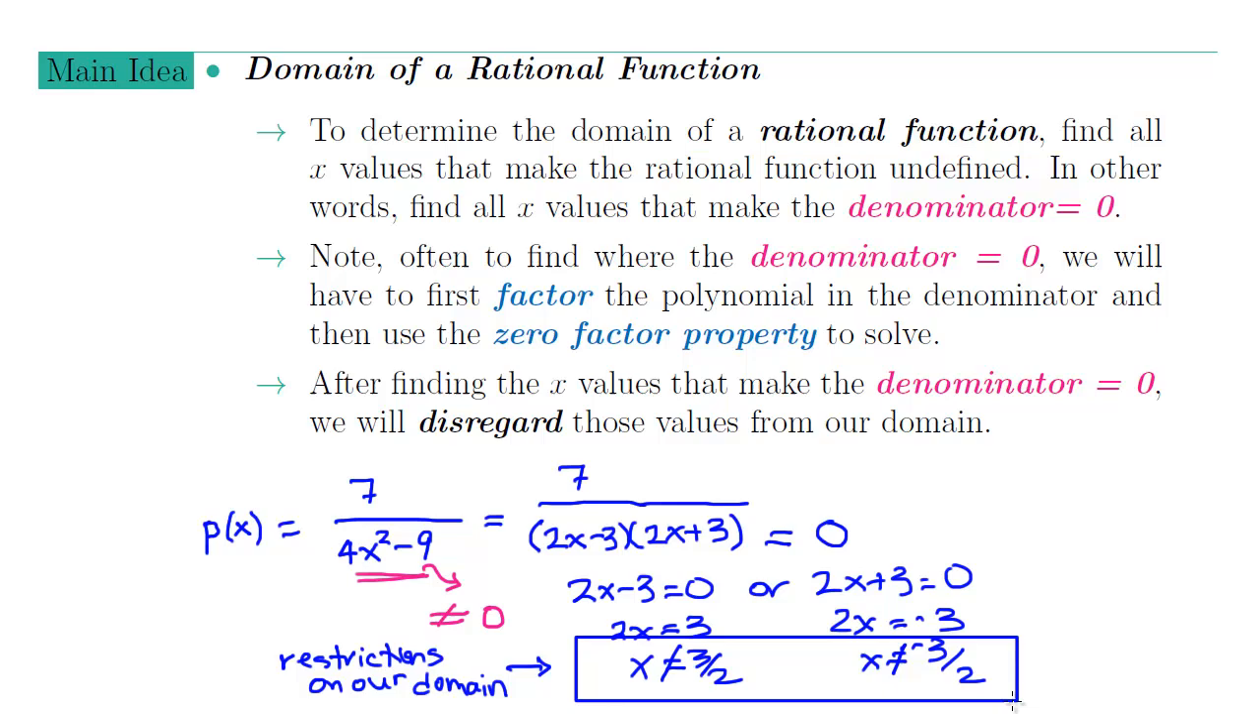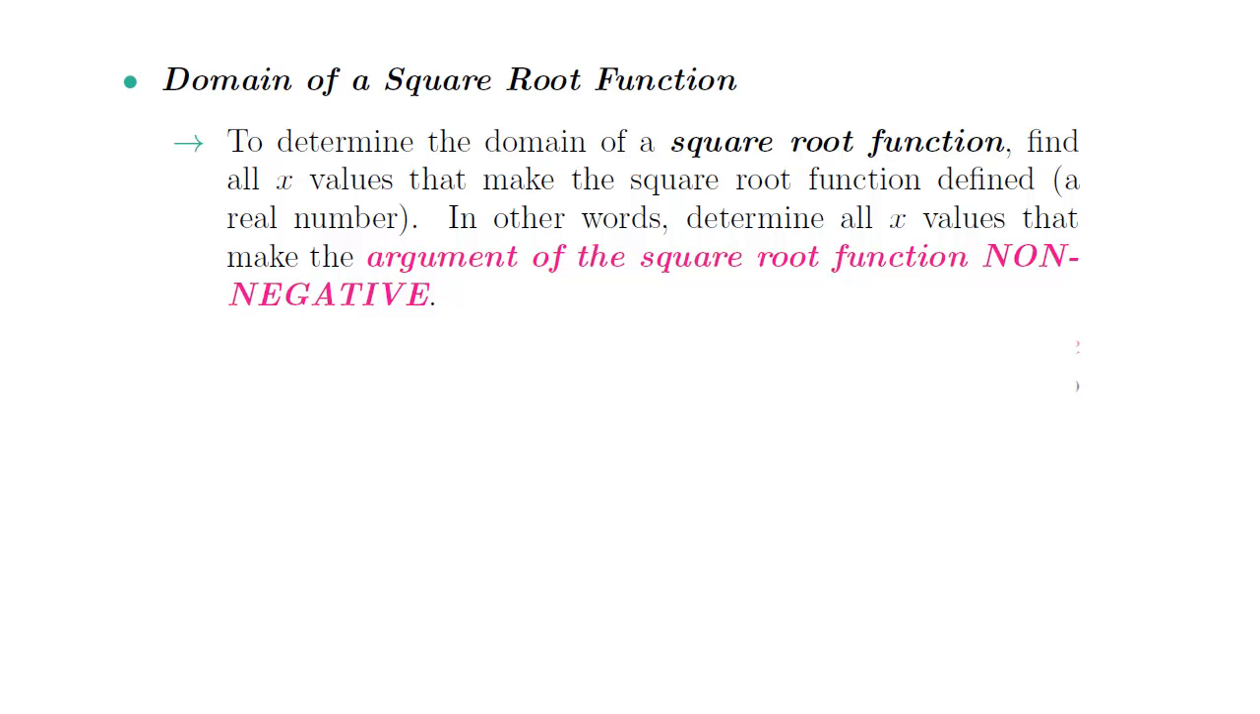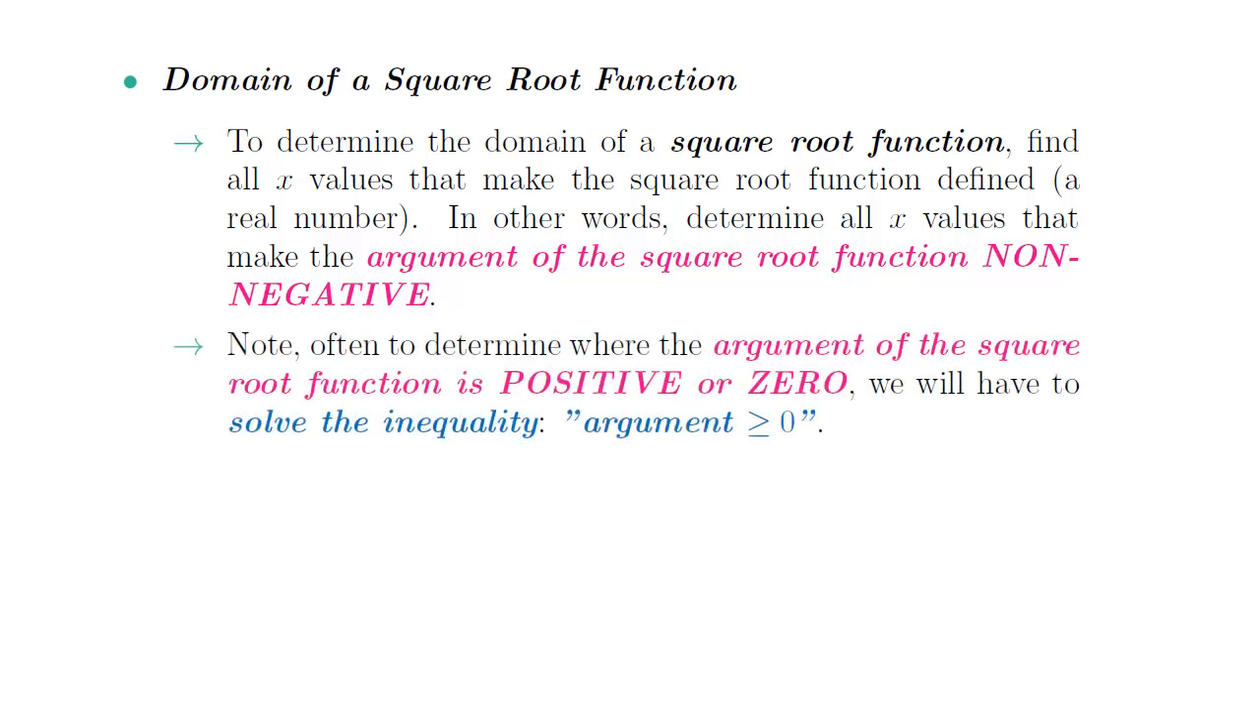Let's take a look now at the domain of a square root function. To determine the domain of a square root function, we want to find all x values that will make the square root function defined. That is, a real number. In other words, we want to determine all x values that make the argument of the square root function non-negative. Note that often, to determine where the argument of a square root function is non-negative is actually saying where is that argument positive or 0. Thus, we'll have to solve the inequality argument greater than or equal to 0.